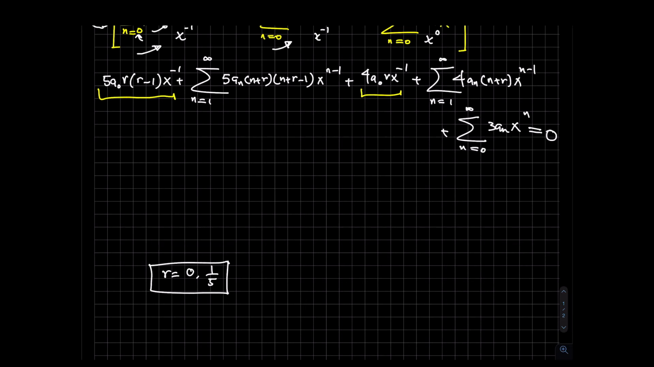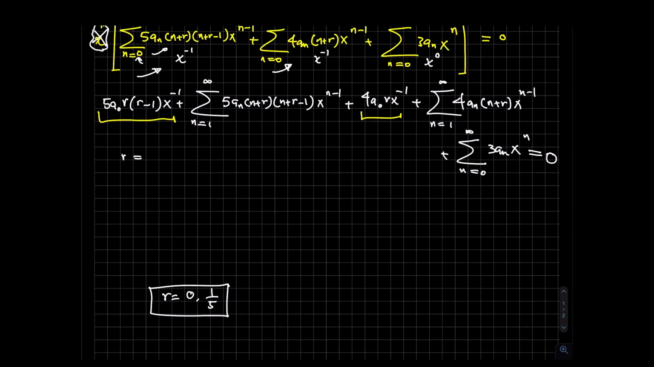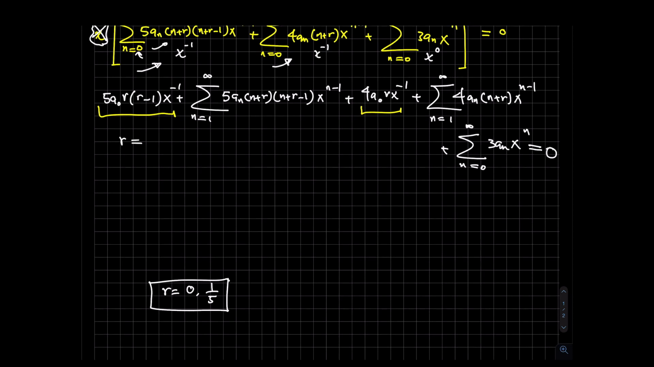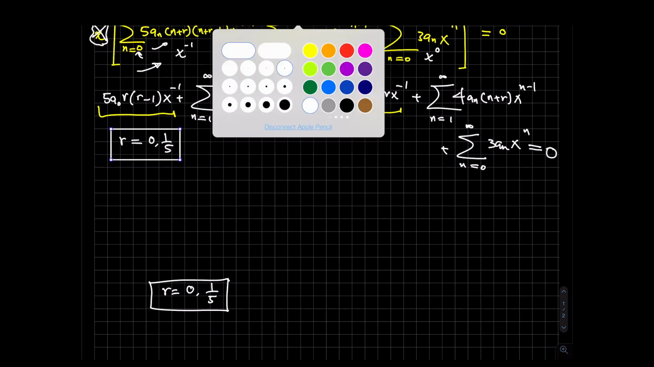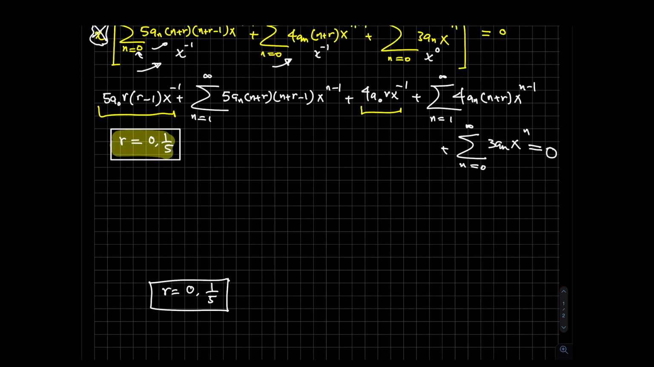All right, so I'll just write this here. r is equal to 0, comma 1/5. And actually I'm going to highlight that yellow. There you go. And let me delete that.